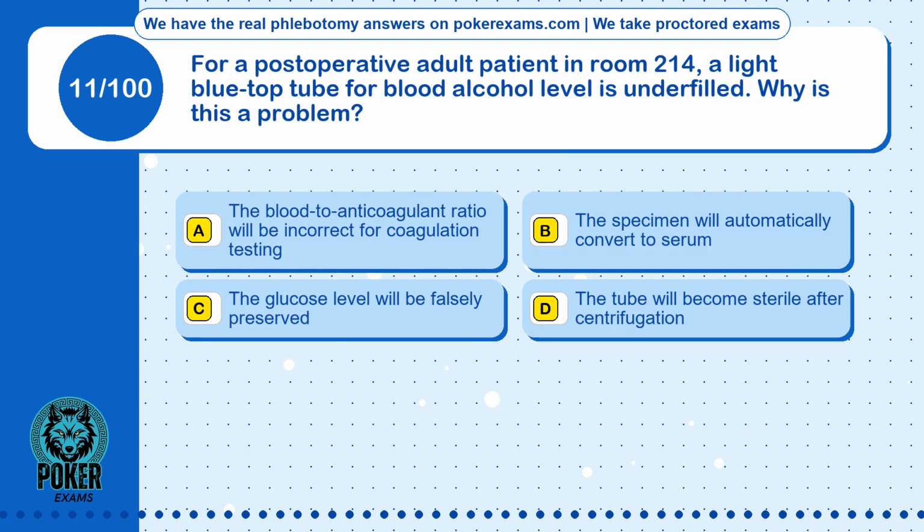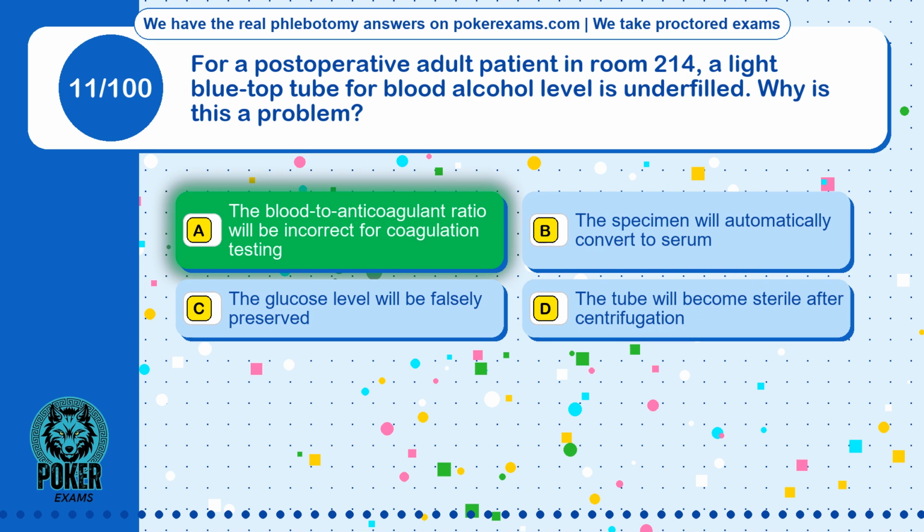Question 11. For a postoperative adult patient in room 214, a light blue top tube for blood alcohol level is underfilled. Why is this a problem? Option A. The blood to anticoagulant ratio will be incorrect for coagulation testing. Option B. The specimen will automatically convert to serum. Option C. The glucose level will be falsely preserved. Option D. The tube will become sterile after centrifugation.